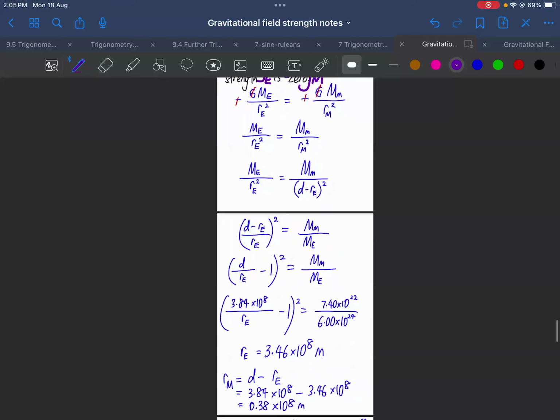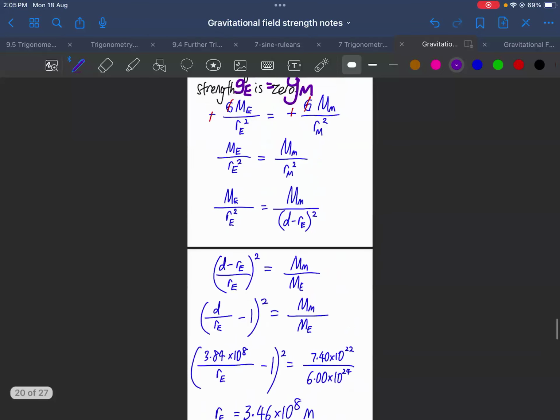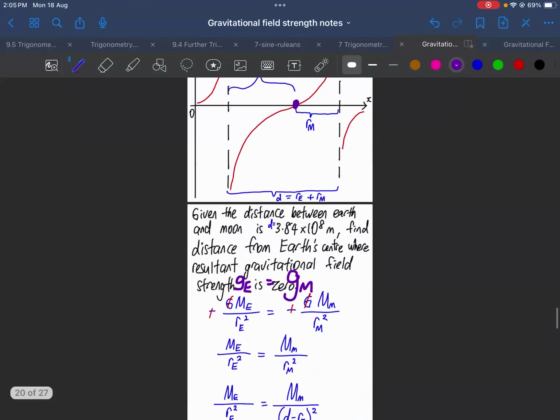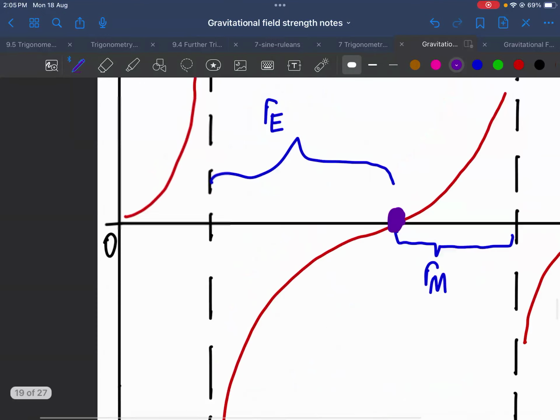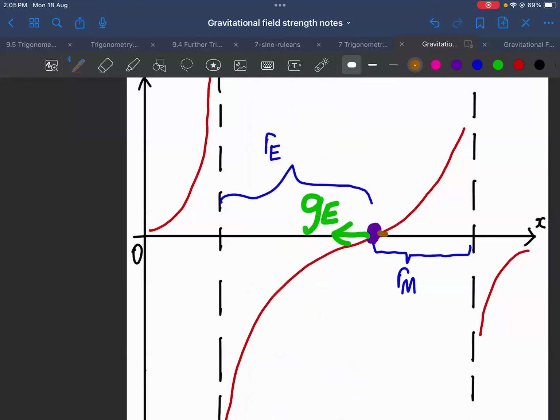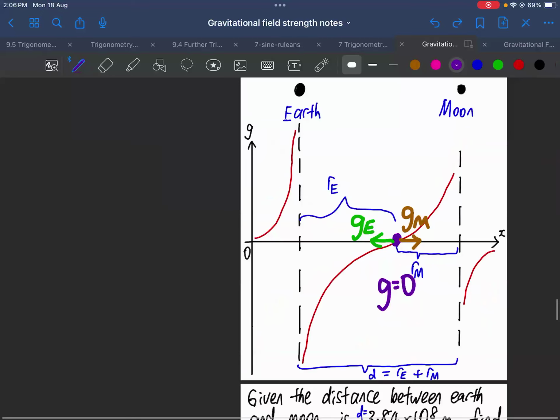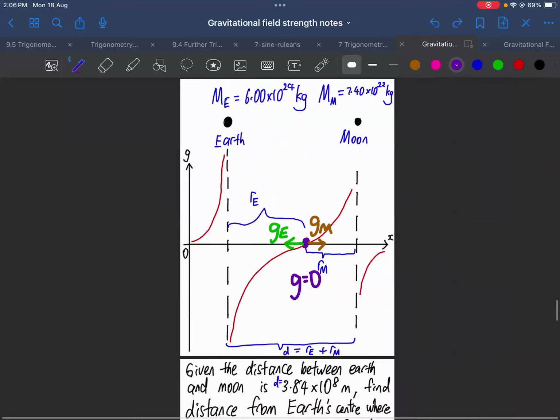Because you have to understand, hang on. If you're at this point, you feel like Earth is pulling you to the left. You also feel like the moon is pulling you to the right. So only when these two gravitational field strengths cancel out each other is your net g 0 at this point. Can you get the story here? So you can roughly have a look at the calculation.